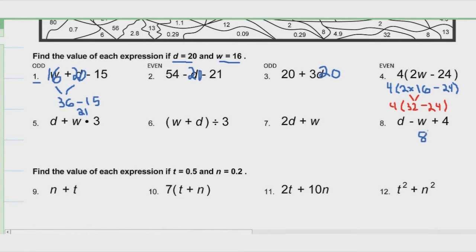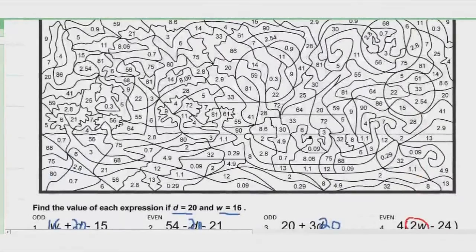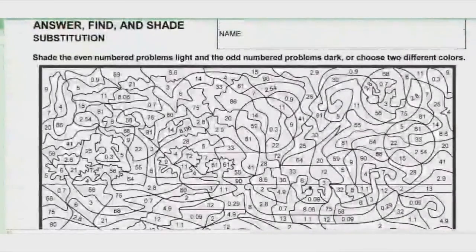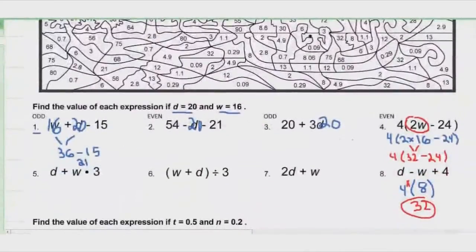Sorry for being a little messy. Now we have parentheses here, and a 4 next to the parentheses. Again, 4 next to parentheses is the same thing as 2 next to the W. It means multiplication. So right here, all we do is multiply. 4 times 8 is 32. So there is our answer. Then we find 32 up here at the top in the picture, and we shade that in light because problem number 4 is an even-numbered problem.